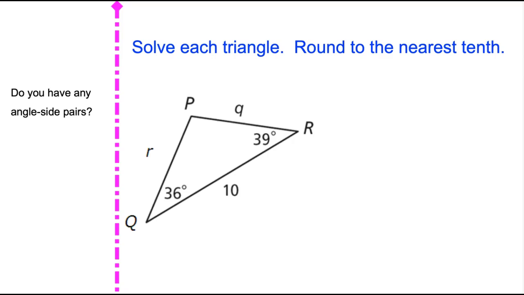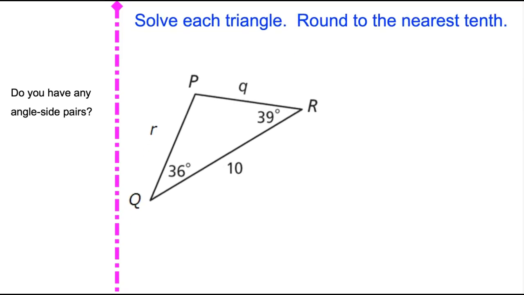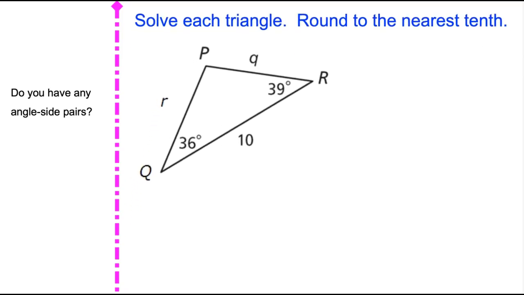So now the question is, solve each triangle, round to the nearest tenth. So we want to find all of the missing values, for the angles and the sides. The angle isn't too bad because you should know that all the triangle angles add up to 180. So this one right here is 105. Now the law of sines states that any sine of any angle over its opposite side should equal the sine of any other angle over its opposite side.